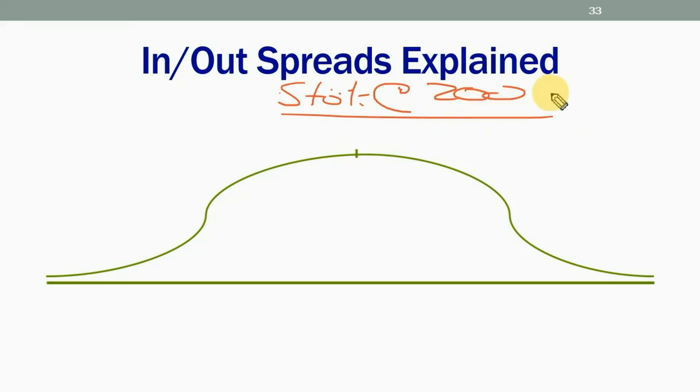I do not own the stock. I have nothing to do with the stock, but the stock is trading at 200. We're going to go out and surround that 200 level. There's a reason they call this in-out spreads: one strike in the money, one strike out of the money. What's a strike? Well, strike price is this.